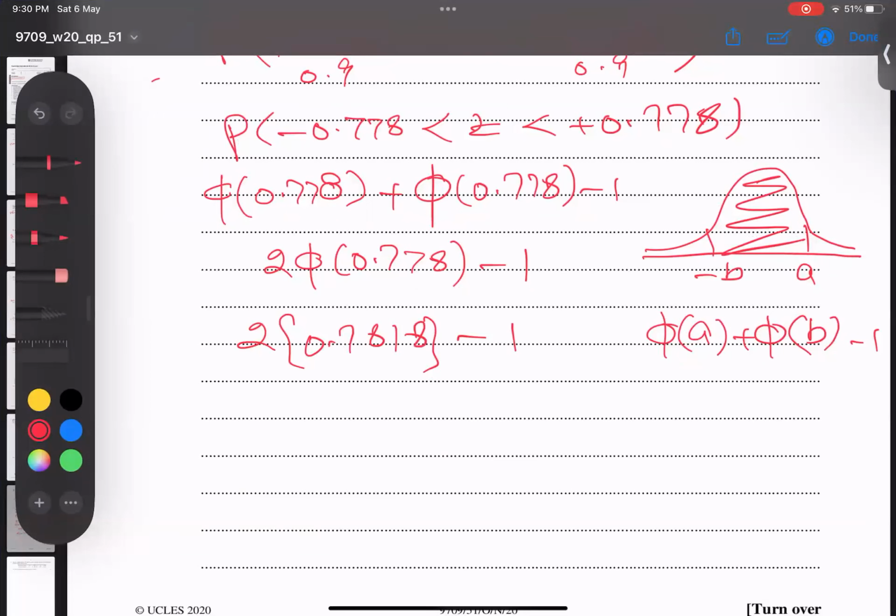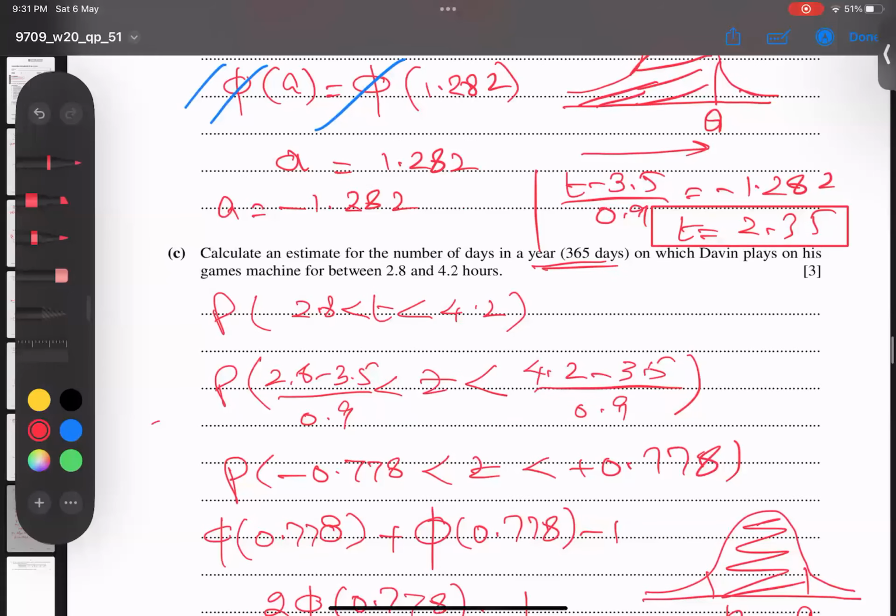Okay, and now I'm typing in the calculator, students. Let me type 0.7818 times 2 minus 1. And my answer is coming here. This probability I'm getting, students, is 0.5636. But for your knowledge, what is he asking for?